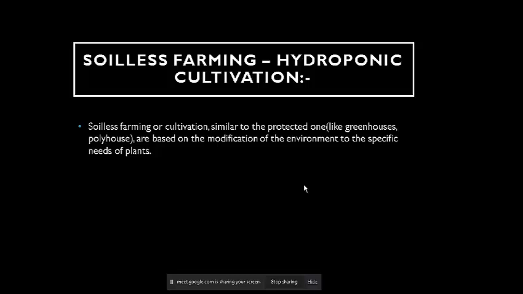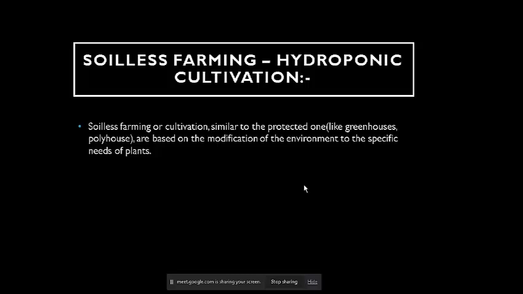What is protected cultivation? Why are we saying greenhouse, polyhouse, green net? Okay, we were discussing now. We should avoid the entry of any insect pest. That's why they are called protected cultivation.